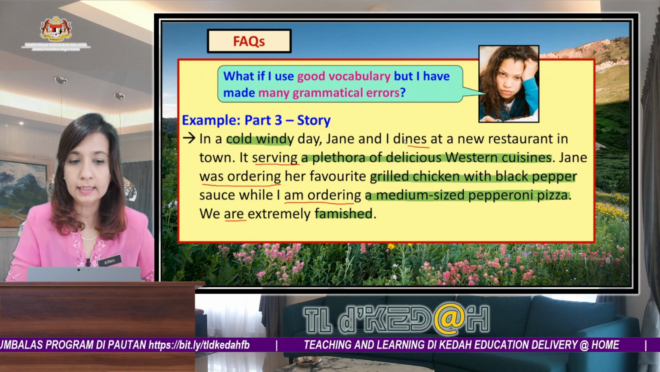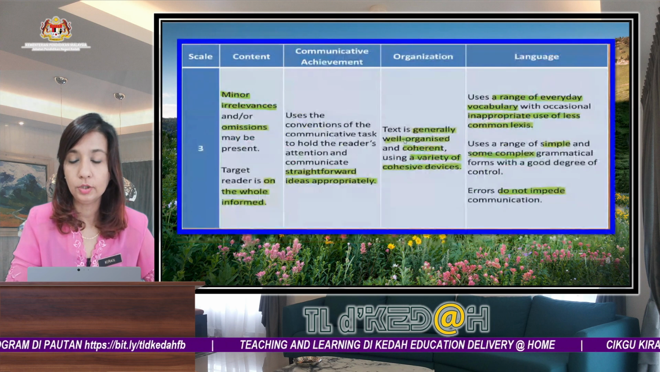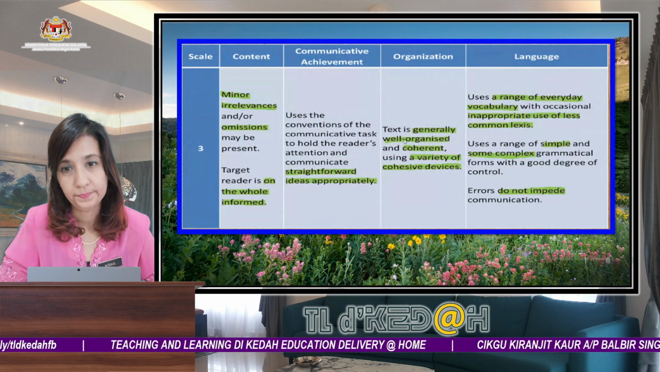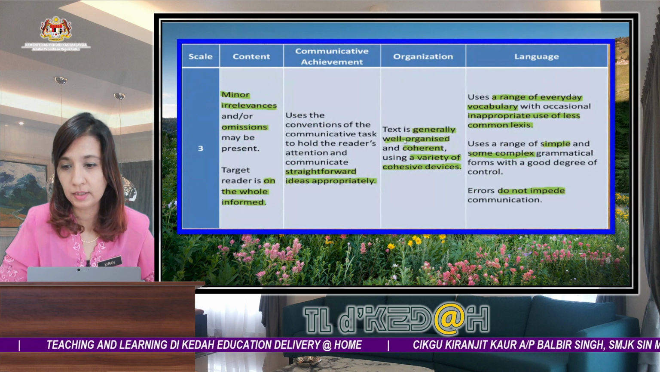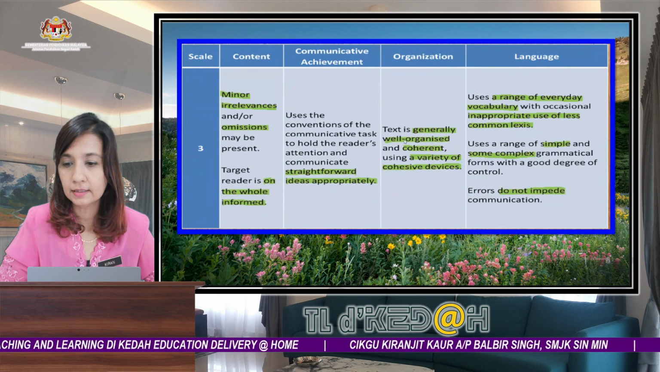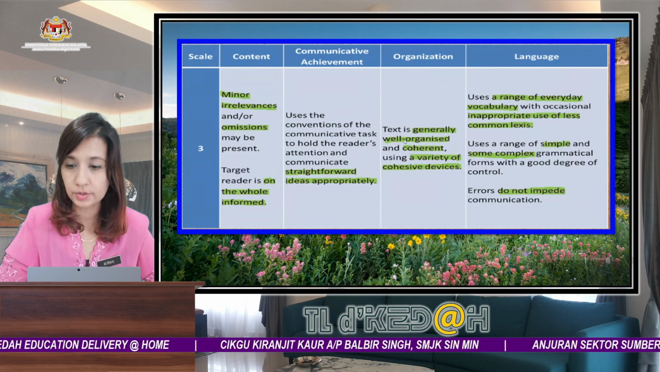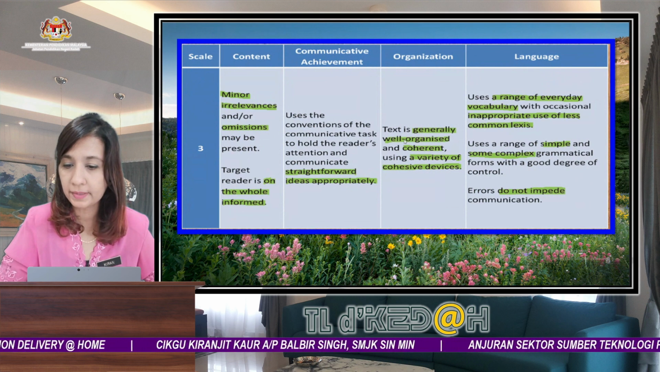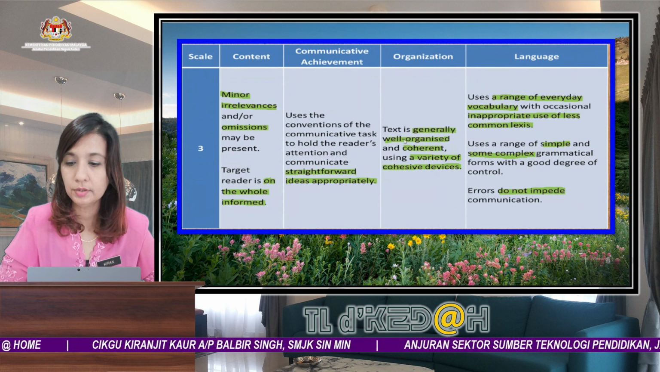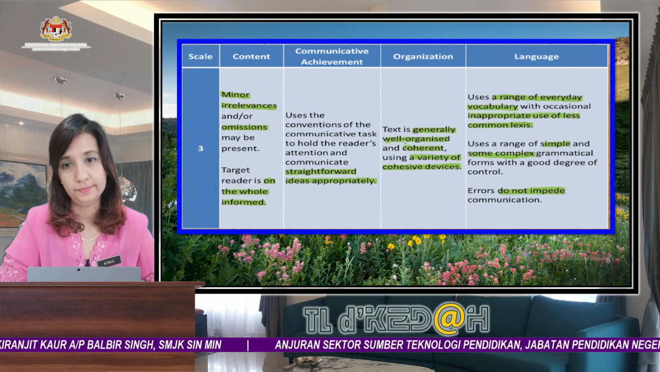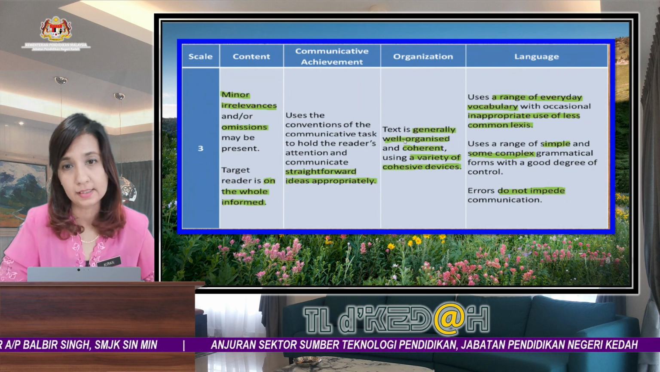Okay, so here you get, look at the language. So here you can get 3 marks. Okay, you have vocabulary, but maybe the uncommon vocabulary or less common lexis inappropriately used. Simple, some complex grammatical forms with good degree control. Errors do not impede communication. Still can understand. Okay, so you might get 3 marks.